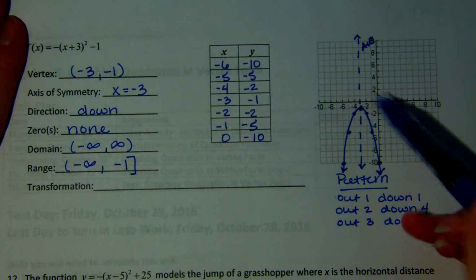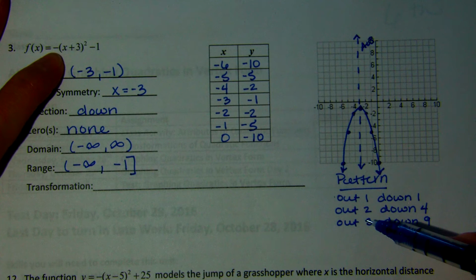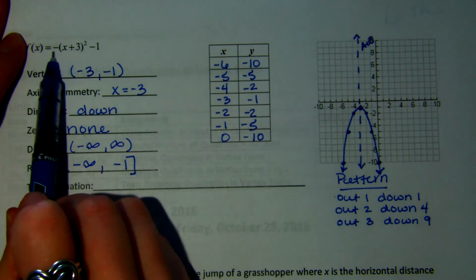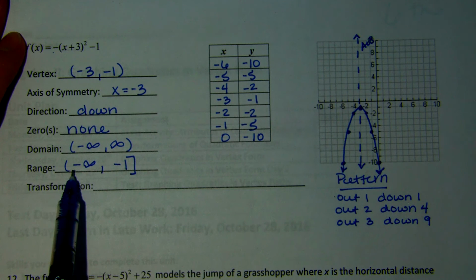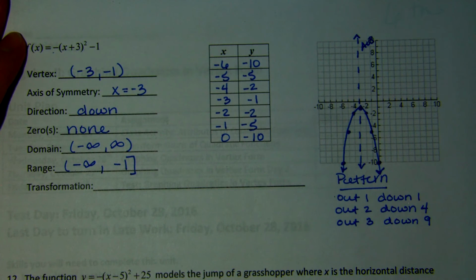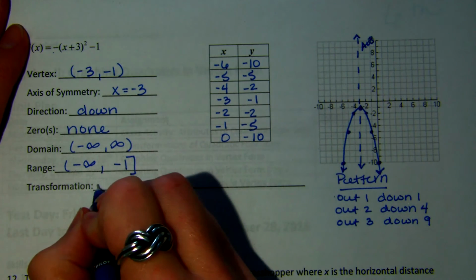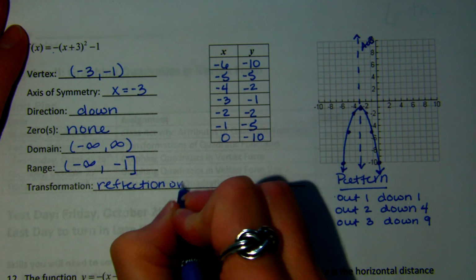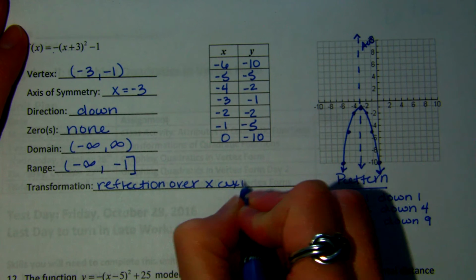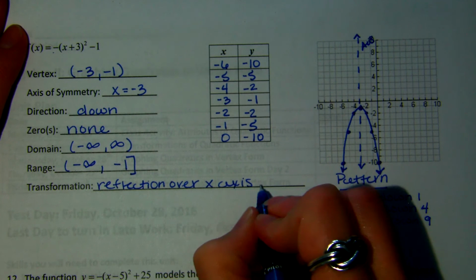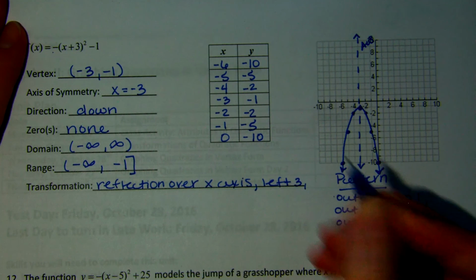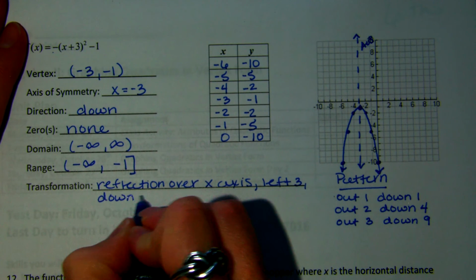And since this is a reflected parabola and has a negative right there, that's how we know that we start with -∞, because it's got the negative right there. You're going to start your range with -∞. All right, transformations. There's a reflection over the x-axis. It has moved left 3 and then down 1.